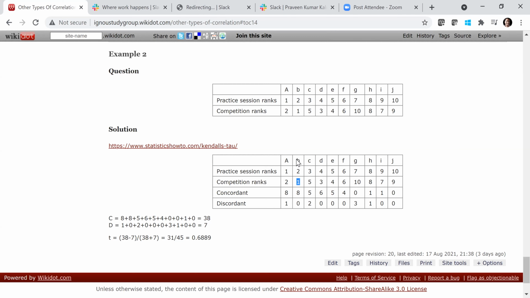So now I take B. Okay, now I take student B. I'll do the same exercise. Student B's rank is 1. How many people here got a rank which is greater than 1?